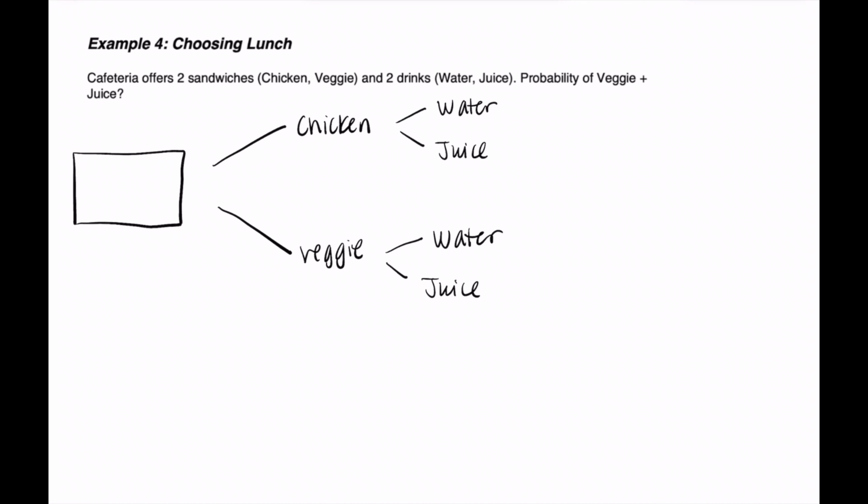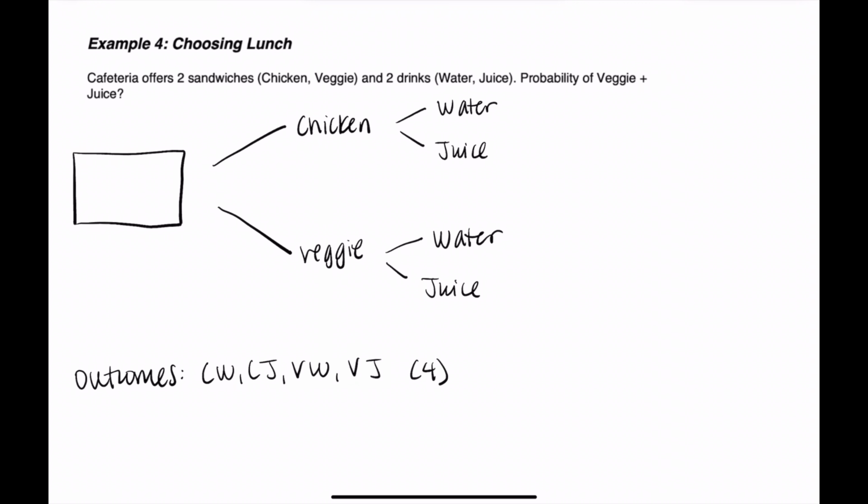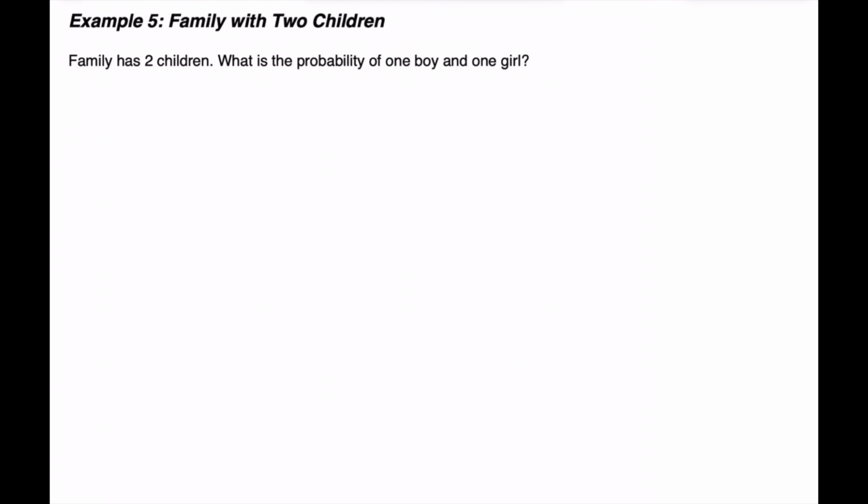So that is going to be our tree diagram for this example. We are looking for the probability of getting veggie and juice. So let's write out all of our outcomes first. Our outcomes here are going to be chicken and water, chicken and juice, veggie and water, or veggie and juice. So we have 4 outcomes here, and we are looking for the probability of getting veggie and juice. So getting veggie and juice is just going to be 1 out of our 4 outcomes. So our answer would be 1 over 4. And now we'll move on to our last example for our lesson today.